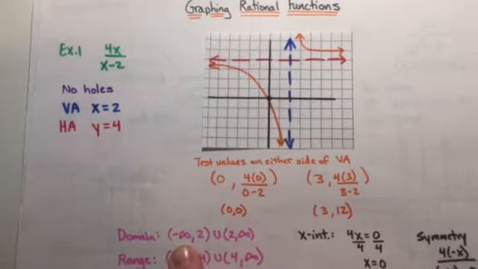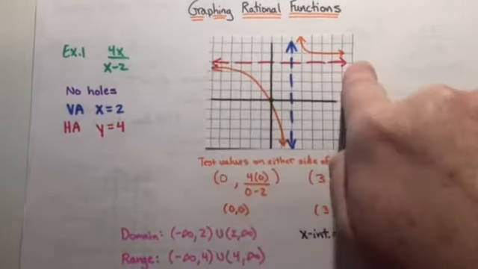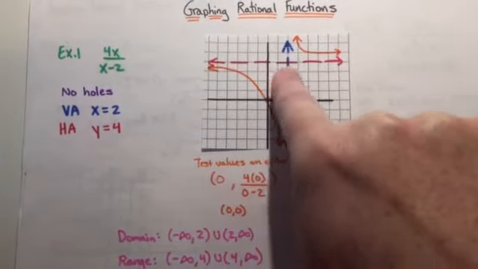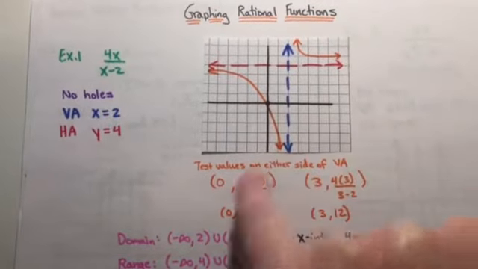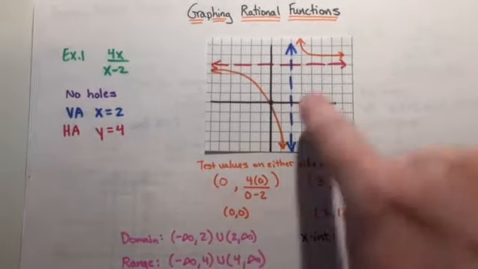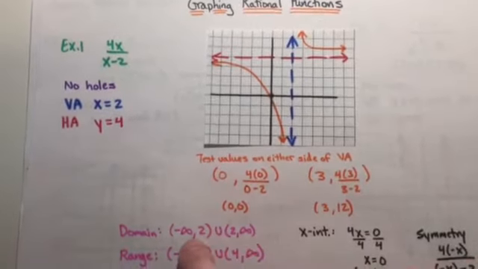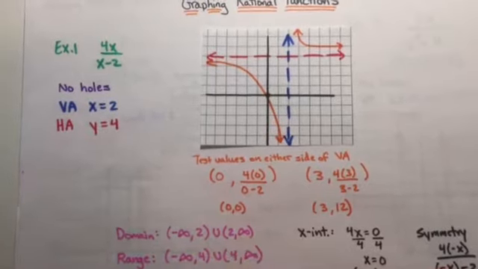So domain is how far the x goes left to right without any limitation. So like x can go from negative infinity up to this blue dashed line, which was 2. And then after that, it can continue on, and there were no holes, so we didn't have to worry about that. So I wrote that here.